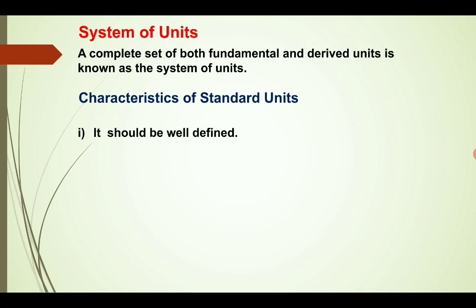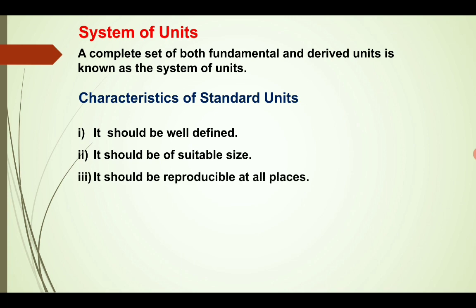So a unit selected for measuring a physical quantity must fulfill the following requirements. Number one, it should be well defined. That unit should be well defined. Number two, it should be of suitable size. That is, it should neither be too large nor too small in comparison to the quantity to be measured.